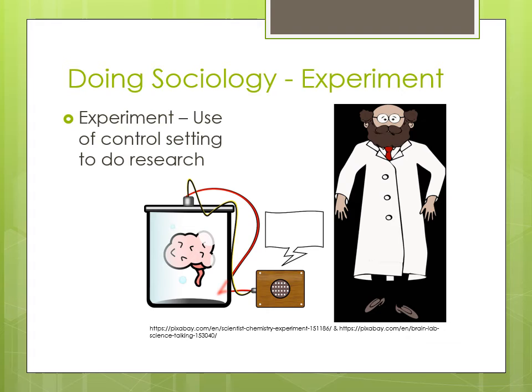Another way of doing sociological research is to do experiments. Experiments are tricky because it is no longer allowed for people to do experiments on individuals without them knowing. But experiments can bring a lot of rich information, and you're going to read about an experiment in action once you get in depth into this chapter.